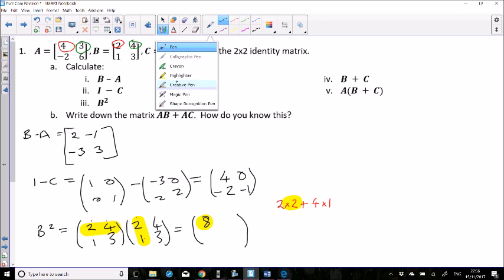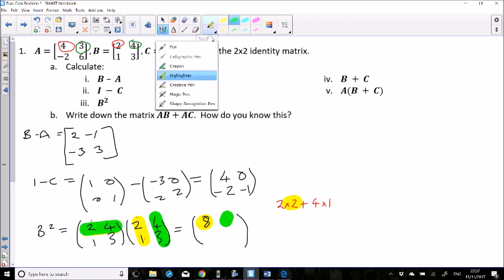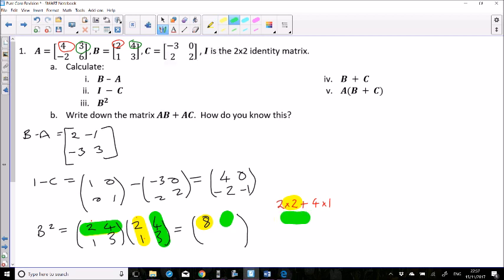Right, let's move along. Let's do the one in the top right. So that's in the first row, so we do the first row, but it's in the second column. So for this one then, I'm doing the first row with the second column. So it's going to be 2 times 4, so it's my 2 and my 4, plus 4 times 3. 2 times 4 is 8, 4 times 3 is 12, so that's going to be 20.